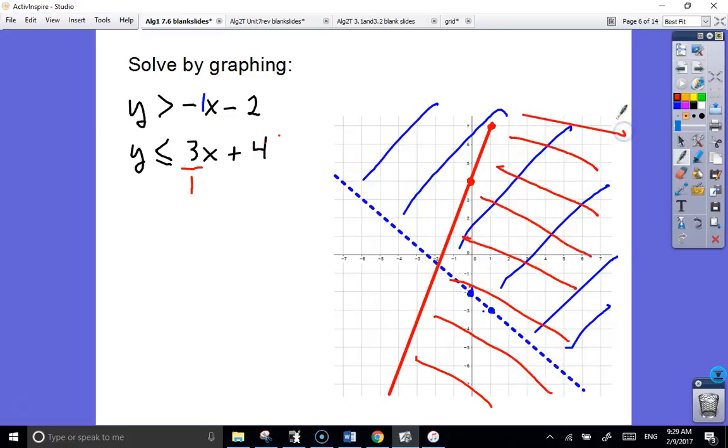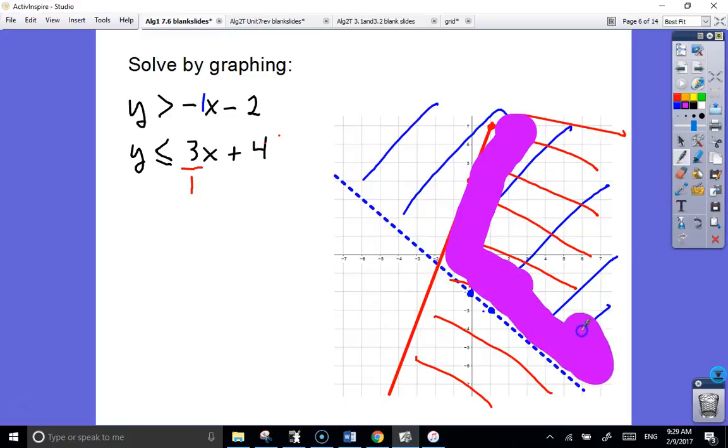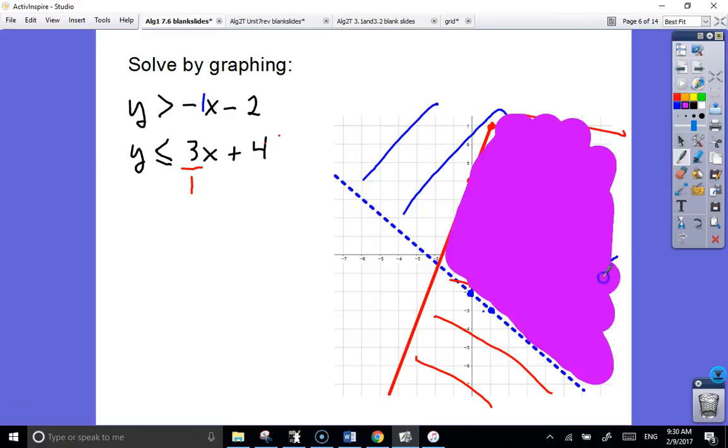So the solution to that system is where the shading overlaps. How about I'll go in purple, and I'll make it really fat. So that's the solution. It's where the shading overlaps. And that's all you can really say about it. There's no other way to express it other than show it on a graph.